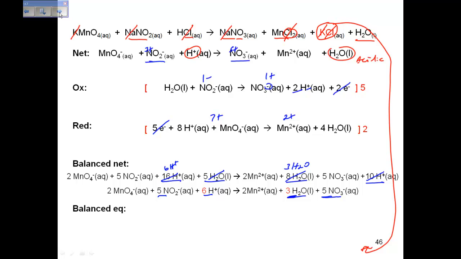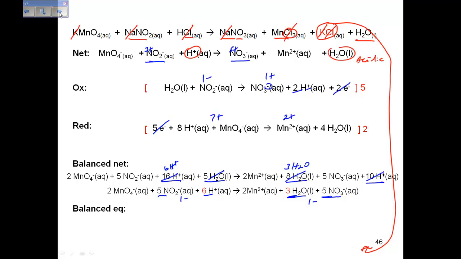Let's check charges. I got 2 minuses for the permanganate. I got 5 minuses for the nitrite. That's 7 minuses. And I have 6 pluses. 7 minuses and 6 pluses gives me a total of 1 minus. On the other side, I have 2 times 2 from the manganese 2. That's 4 pluses. And I have 5 minuses. 4 pluses and 5 minuses gives me a total of 1 minus. Balanced. So my atoms and charges are balanced. This is a balanced redox.